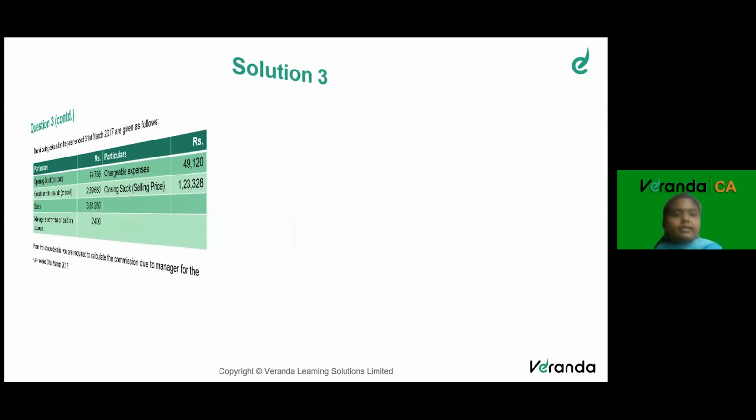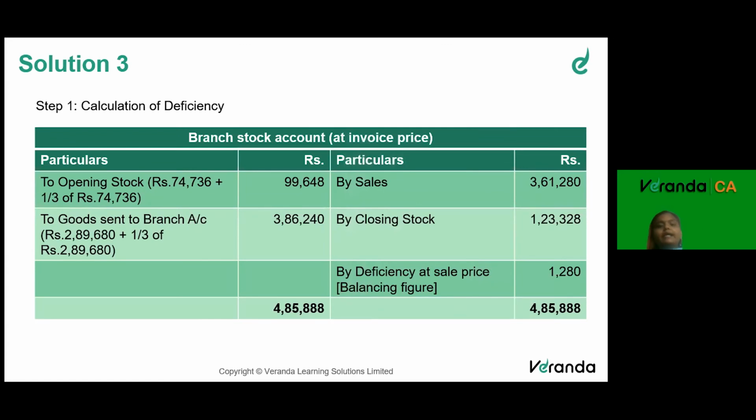Now, we first need to find out if there is a deficiency. What does this deficiency mean? We know the stock, closing and opening. We know how much sales has been made, how much was sent to the branch, and out of that, how much sales they have made. So the balance lies with regard to the selling price. If we have sold it at a lesser price in order to make up for the sale, then there is a deficiency. That deficiency we are going to find out.